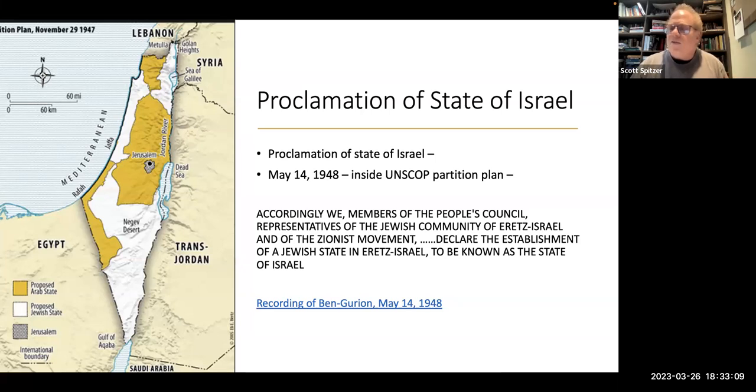On the 29th of November, 1947, the United Nations General Assembly passed a resolution calling for the establishment of a Jewish state in Eretz Yisrael. And here's what he says. Accordingly, we, members of the People Council, representatives of the Jewish community of Eretz Yisrael and of the Zionist movement, declare the establishment of a Jewish state in Eretz Yisrael to be known as the State of Israel.